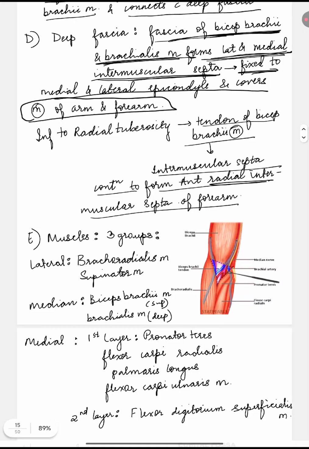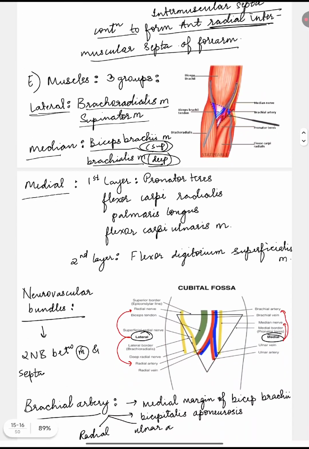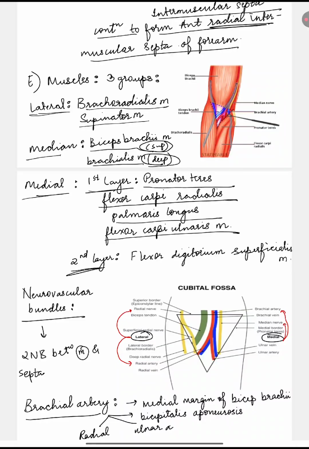Now, there are 3 groups of muscles. Laterally, brachioradialis muscle, supinator muscle. Median, bicep brachii muscle, superiorly, brachioradialis muscle, deep. Medially, first layer, pronator teres, flexor carpi radialis, palmaris longus, flexor carpi ulnaris muscle. And second layer, flexor digitorum superficialis muscle. Fine.